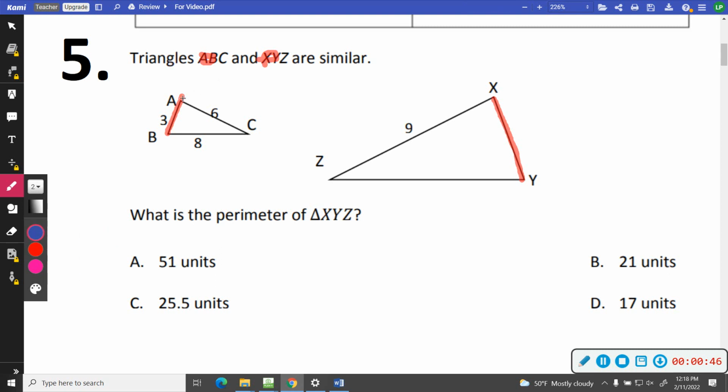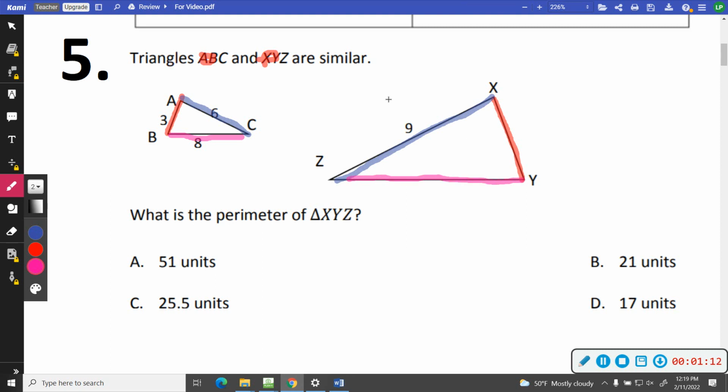We know that AC, which is first and last, would go with first and last. So AC would go with XZ. So we know that this blue goes with this blue. And then, of course, the rest would be BC goes with XZ.